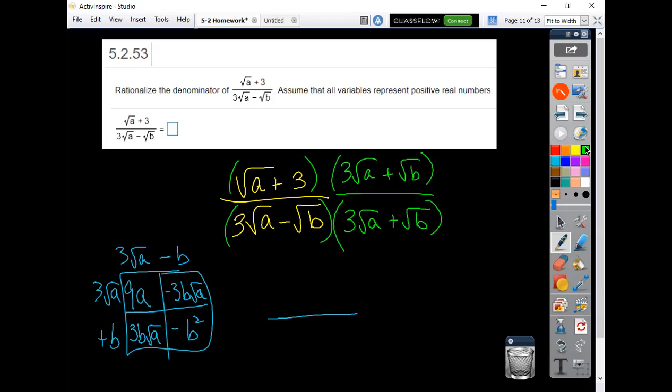What hopefully we had happen there is we got rid of those square roots. Those two were opposites, so we just have our 9a minus b squared down there. That's the rationalize the denominator part. No square roots left down there now.